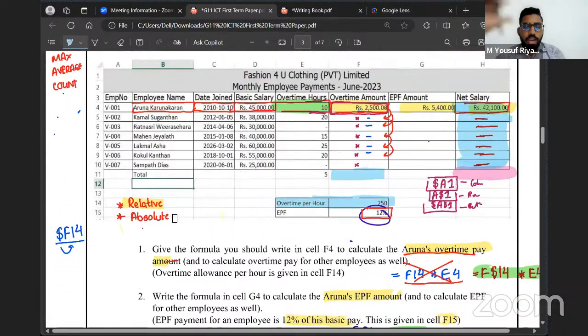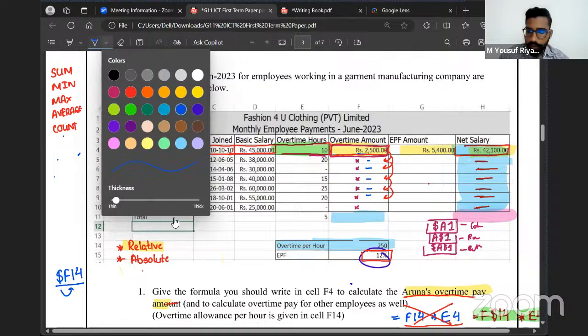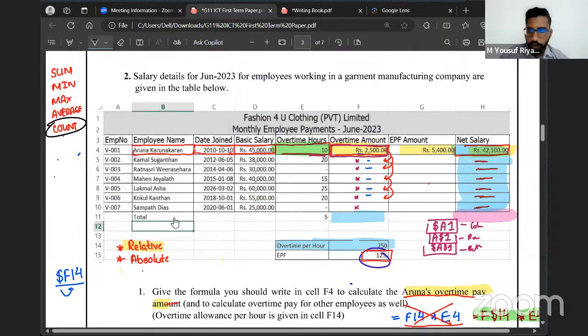If you want to find the number of employees who are getting overtime, how can you do that? Out of the functions I gave you, what is the function you can use to find the number of employees who are getting overtime? Exactly. We can use the count function.